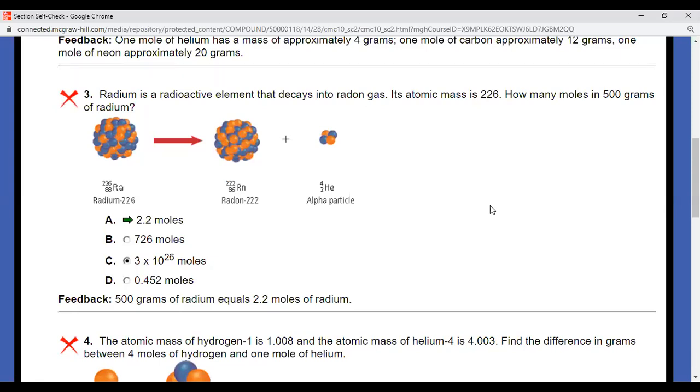Number 3, 2.2. How can we find the number of moles in 500 grams of radium? So the number of moles equals the mass of the substance, 500, divided by the molar mass of radium, which is 226. So 500 over 226 equals 2.2 moles.